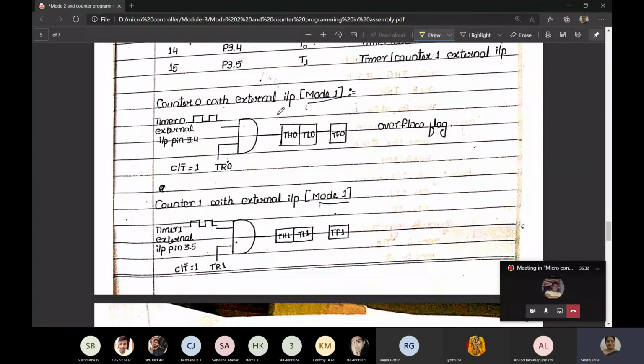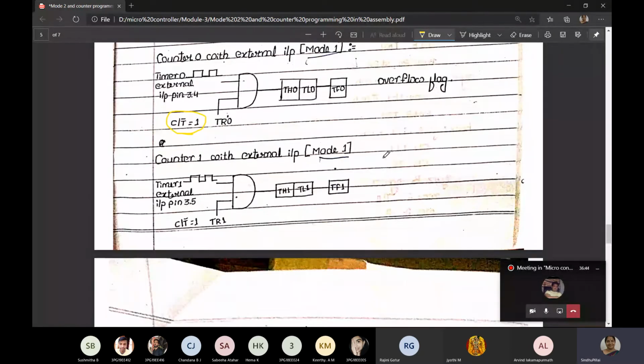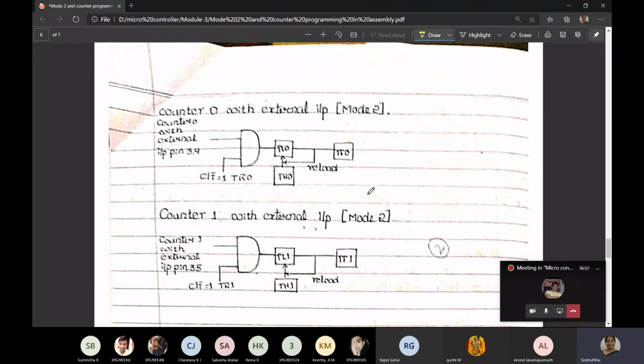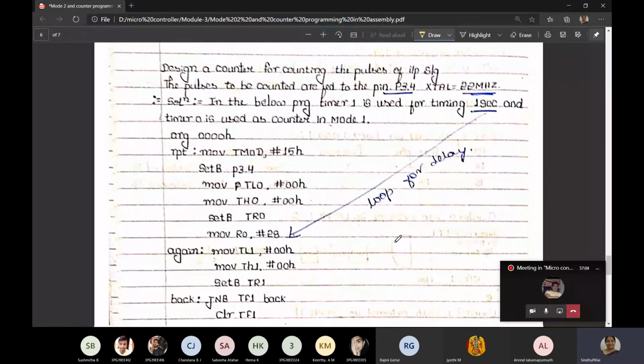Next, counter 0 with external input. The figure is given. Important here is that this counter bit is set to 1. They have shown TH0, TL0 and TF0 for mode 1, and TH1, TL1 and TF1 for timer 1. Next, this figure also shows counter 0 and counter 1 with external input for mode 2. For mode 2 the pin numbers change, the input pins are 35 and 34. That is given. So we'll see how the program changes here.